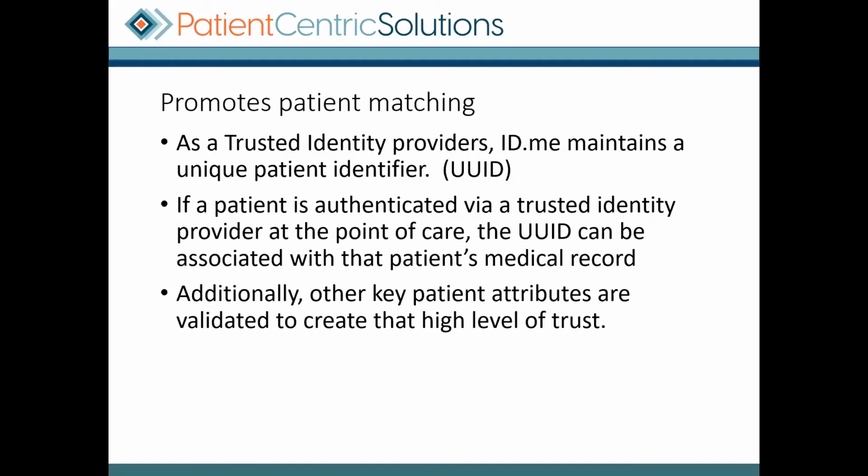So trusted identity also promotes patient matching. As a trusted identity provider, ID.me maintains a unique patient identifier referred to as a UUID. If a patient is authenticated by a trusted identity provider at the point of care, that ID can be associated with the patient's medical record and stored in the patient's medical record. Additionally, other key patient attributes are validated to create that high level of trust. If patients always use a trusted identity provider at each point of care, over time, that unique ID would be populated at each care facility.